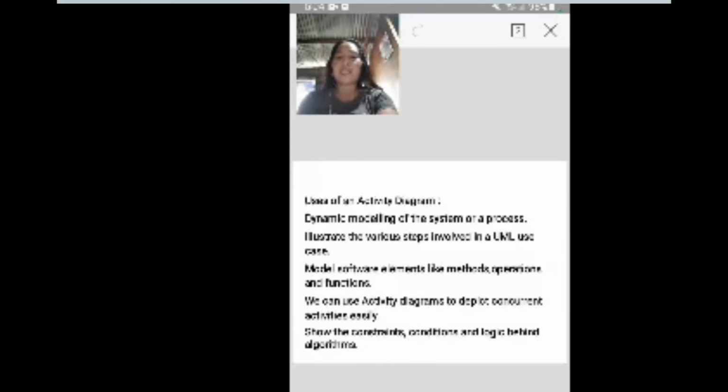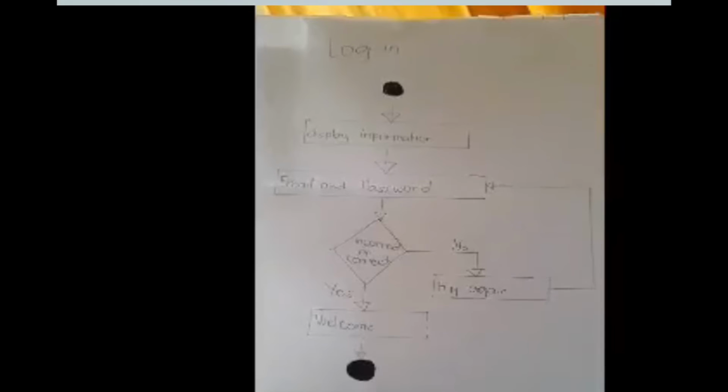Uses of an activity diagram. First, dynamic modeling of the system or a process. Second, illustrate the various steps involved in a UML use case. Third, model software elements like methods, operations, and functions. Fourth, we can use activity diagrams to depict concurrent activities easily. Fifth, show the constraints, condition, and logic behind algorithms.